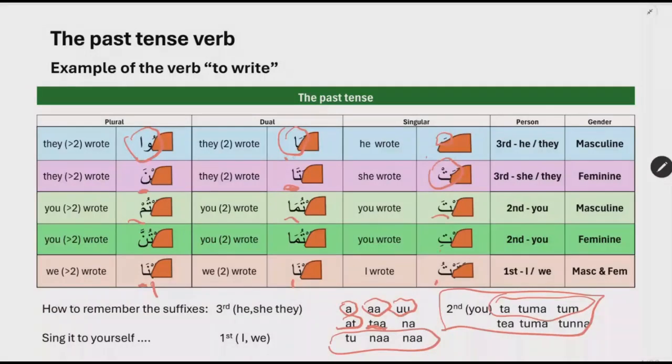He played, they two played, and they, plural, masculine, played. Here it will be laibat, laibata, laibna. Laibta, laibtumā, laibti, laibtumā, laibtunna, and laibtu, laibnā. Right, so that's laiba, to play.